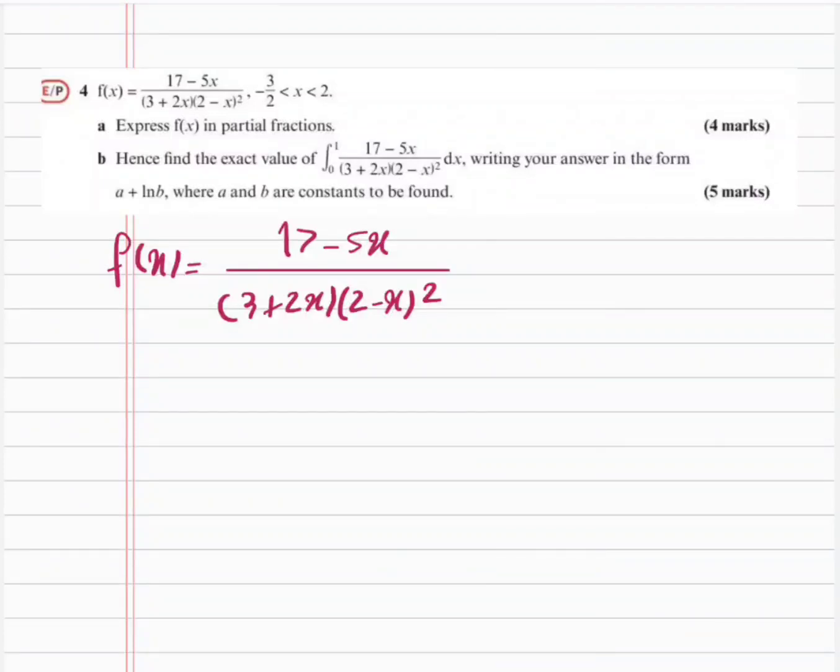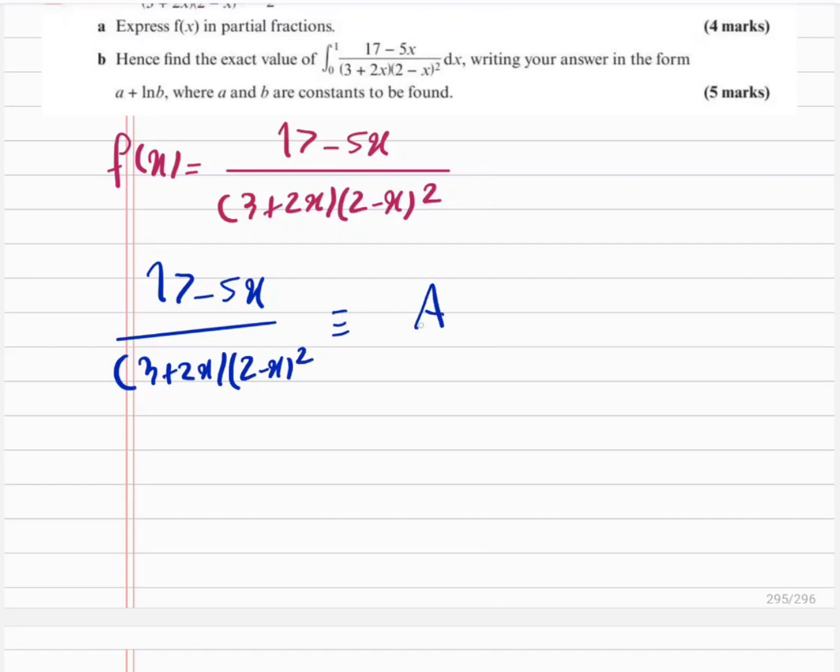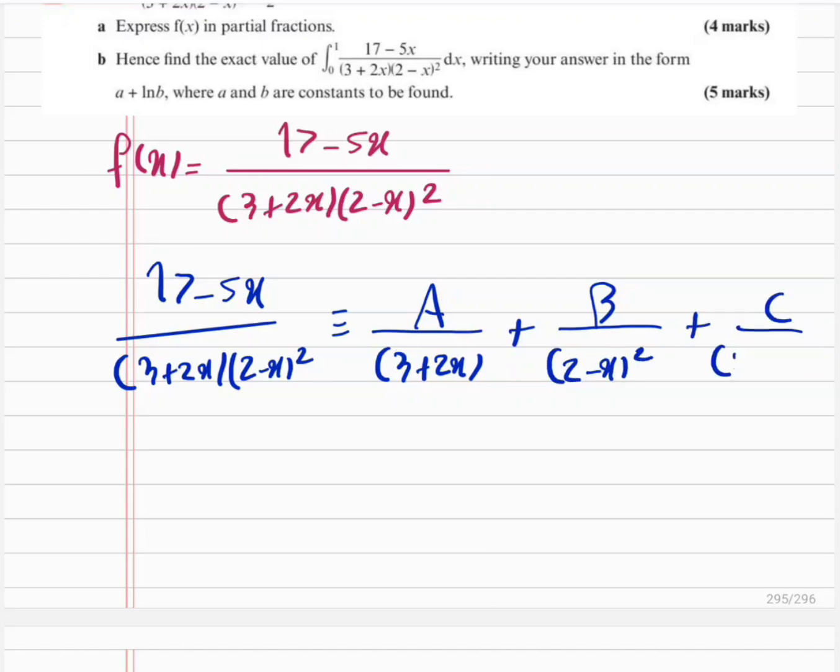In this video is Exercise 11G, question 4. We have f of x, which is this fraction, and we want to express it in partial fractions. For the first step, 17 minus 5x over (3 plus 2x)(2 minus x) squared is equivalent to A over the first part, because it's already factorized, 3 plus 2x, plus B over (2 minus x) squared plus C over 2 minus x.